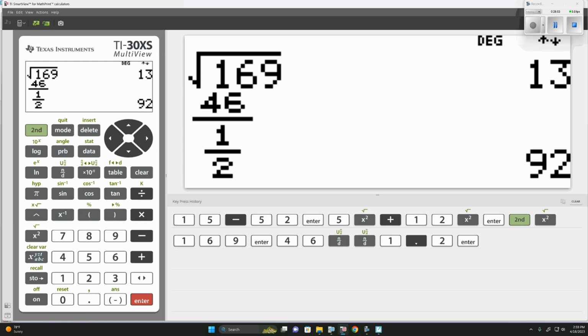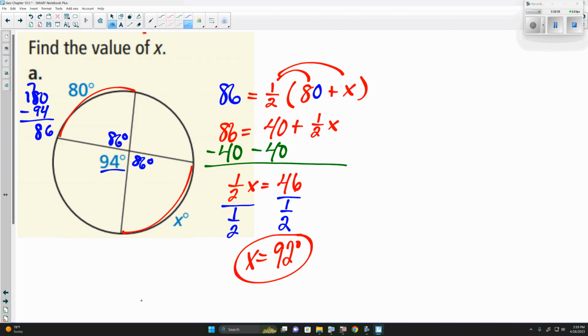46 divided by 1/2. Because when we divide by a fraction, we change it from division to multiplication and flip the second. Because 46 divided by 1/2 is the same as 46 times 2, which is, yes.